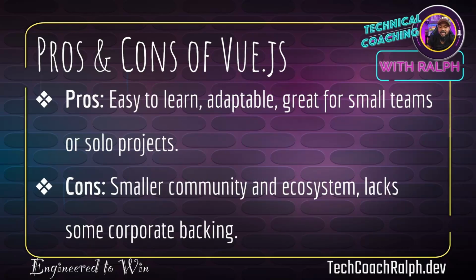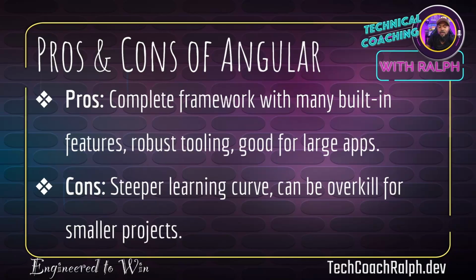What about Vue.js? The pros of Vue are that it's easy to learn, adaptable, and great for small teams or solo projects. However, the cons are it has a smaller community, and the ecosystem is smaller as well. It lacks some corporate backing, so not many corporations are using Vue.js. It might be for small individual projects or if you're working with a team, but it doesn't have a lot of power behind it. The pros and cons of Angular: it's a complete framework with many built-in features, robust tooling, and it's good for large applications. On the con side, there's a much steeper learning curve and it can be overkill for smaller projects.